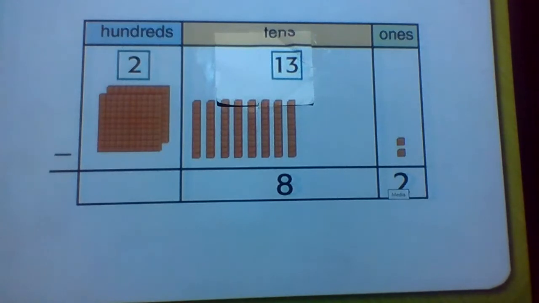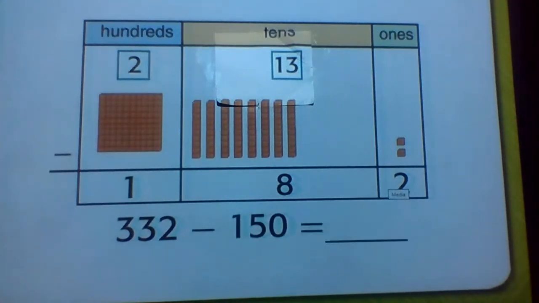Finally, let's look at the hundreds column. Can we subtract 100 from 200? We sure can. 200 minus 100 equals 100. So 332 minus 150 equals 182.